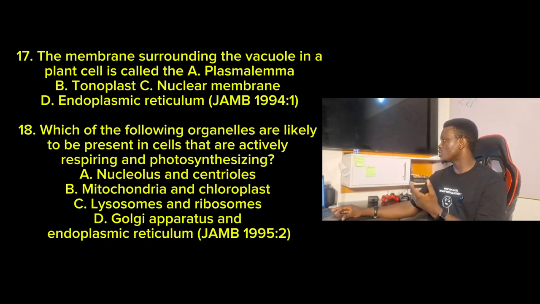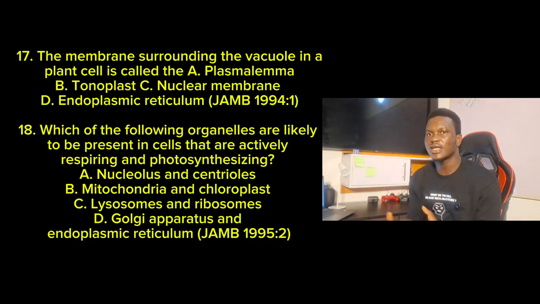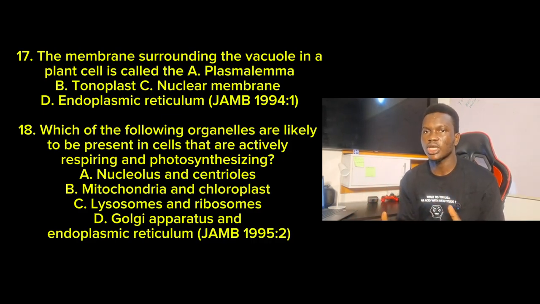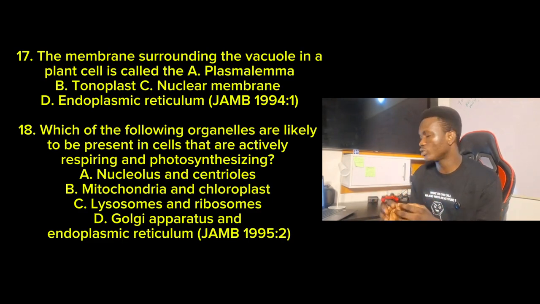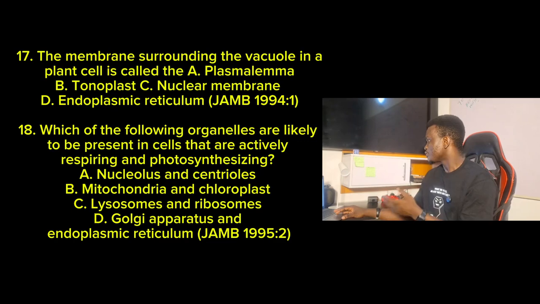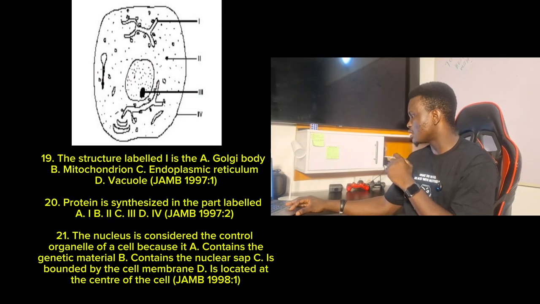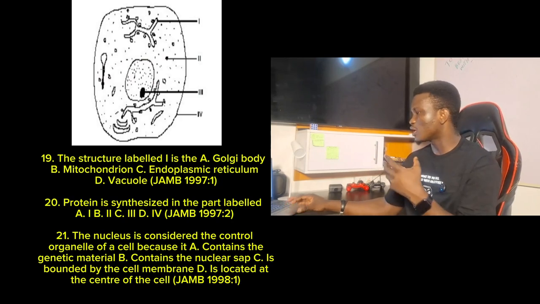Which of the following organelles are likely to be present in cells that are actively respiring and photosynthesizing? What is involved in an organism that is respiring? That is mitochondria. The one involved in photosynthesizing is chloroplast. That is what contains the chlorophyll and all of those things. So the answer to number 18 is mitochondria and chloroplast. That's option B. So number 19, let me solve up to number 20 so you can continue the rest.